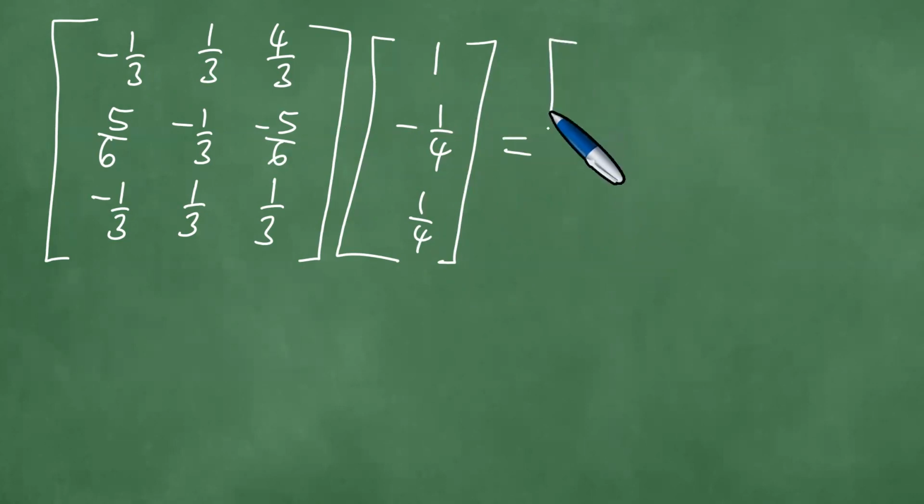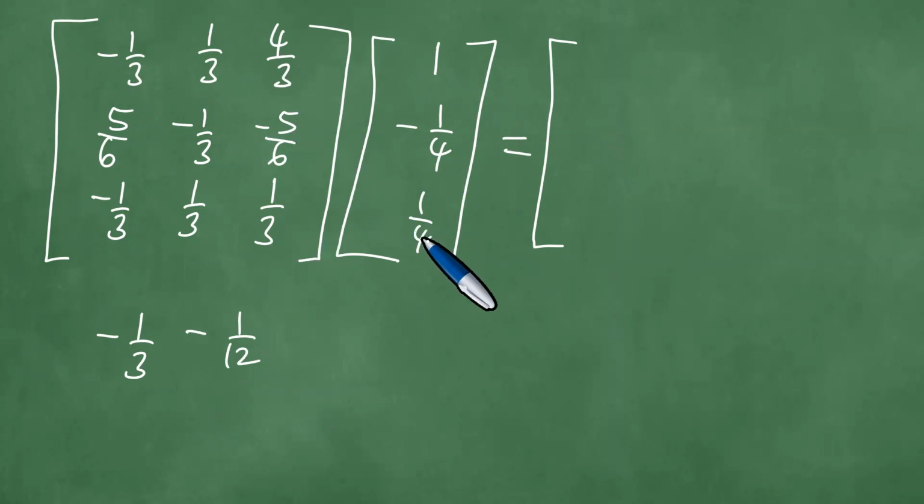And then we multiply. So this by this is going to be minus 1/3. And this by this is going to be, it's just right here. So this by this is going to be minus 1/3. This by that is going to be minus 1/12. This by this is going to be 1/3. So these cancel out, giving us minus 1/12. Okay, that's what we have.